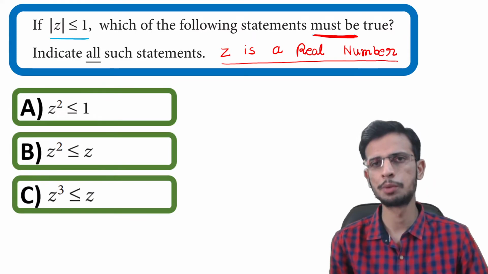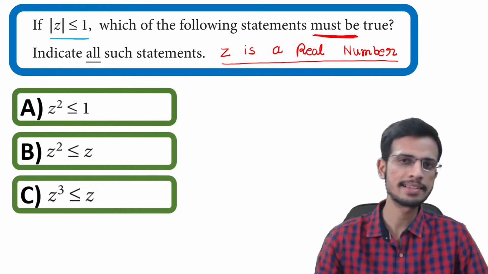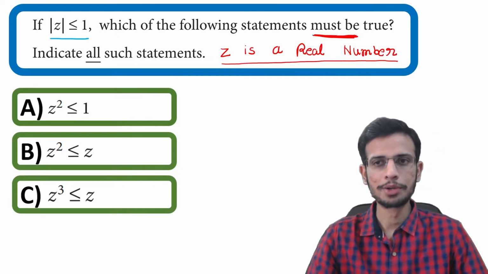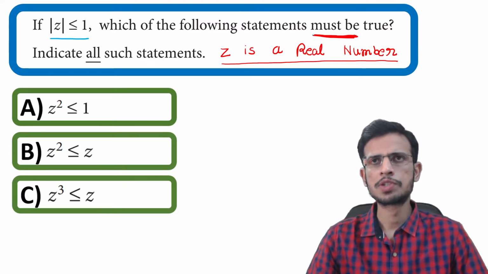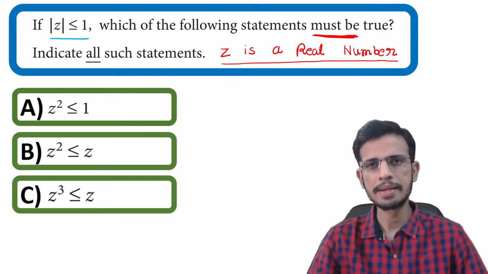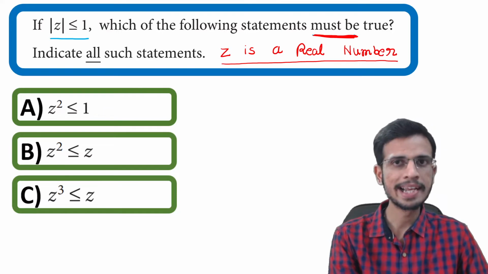Because in maths we assume z is a complex number, right? We take z as a complex number, but in this case z is a real number. So I have clarified that in the beginning of the question as well. Yes. So z can be 0, z can be positive, and z can be negative as well.